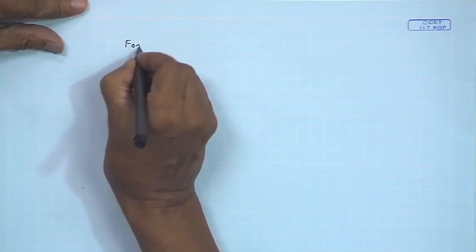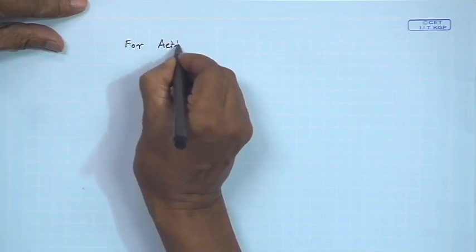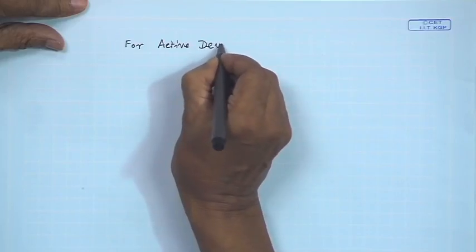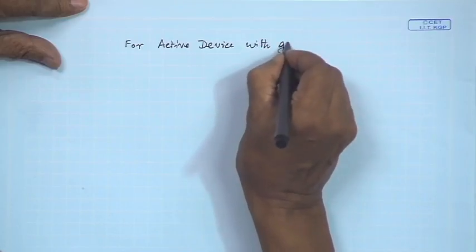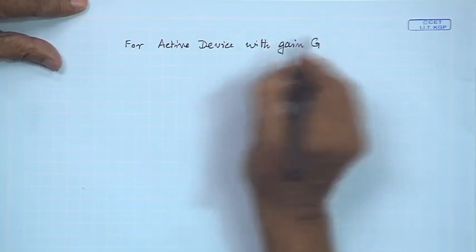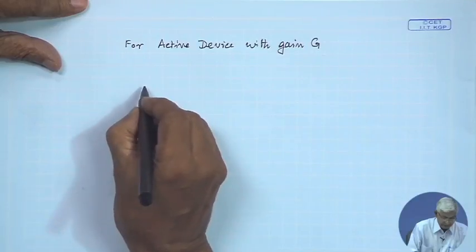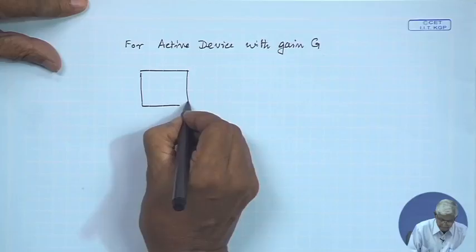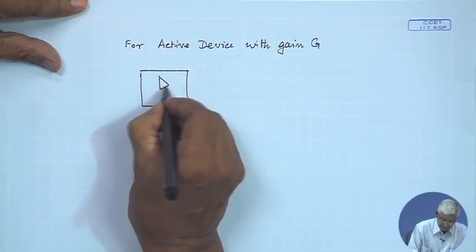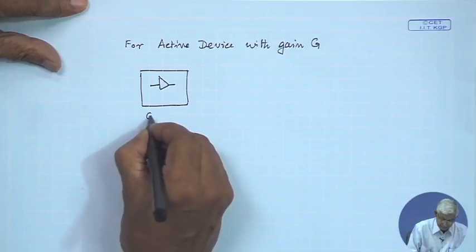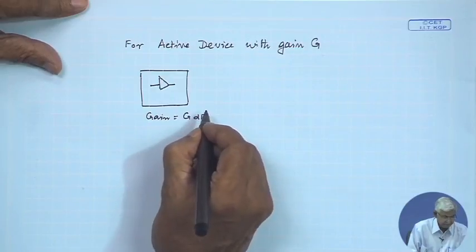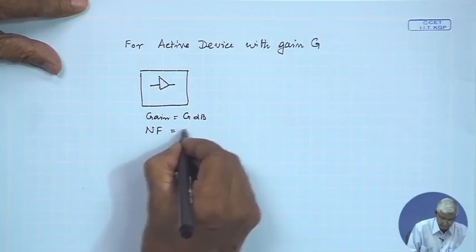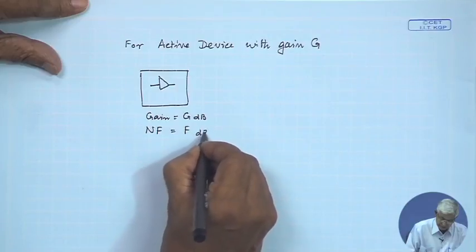Okay, let's write it. That is for an active device. In this case it has a gain of G. You can write it this way. That is an amplifier, and the gain is G in dB, and the noise figure we write as F in dB, capital F.